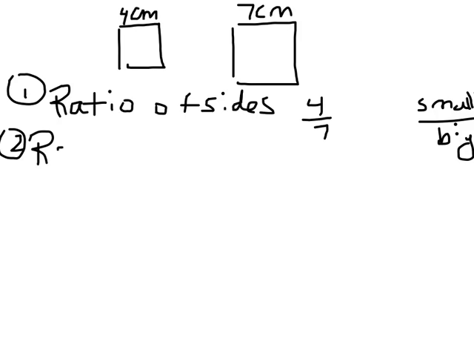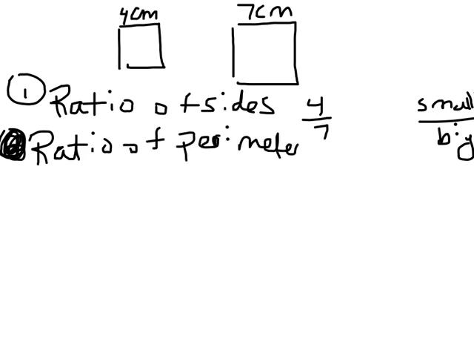This is the same one. Still on number 1, but now we're going to talk about the ratio of the perimeters. 4 times 4 would be 16 on the small one, and on the big one, 7 times 4 is 28. But what does that reduce to? What do you notice about it? It's the same.